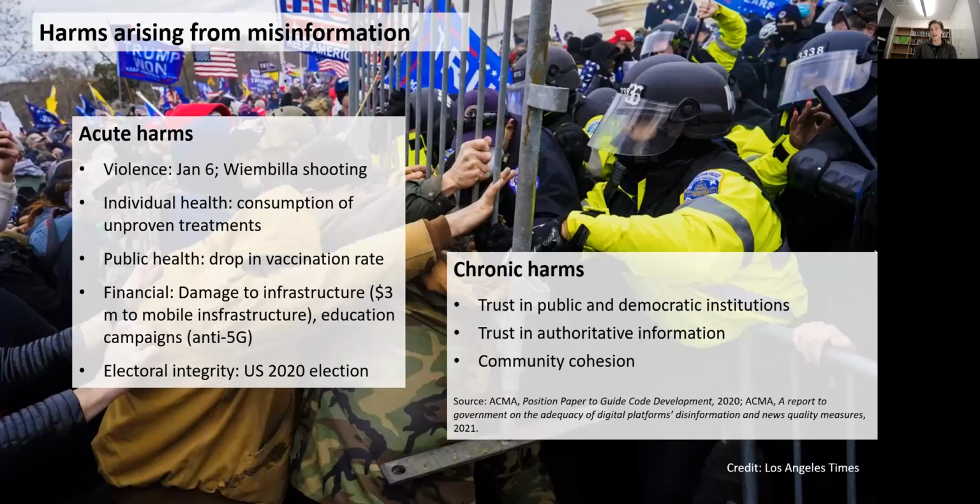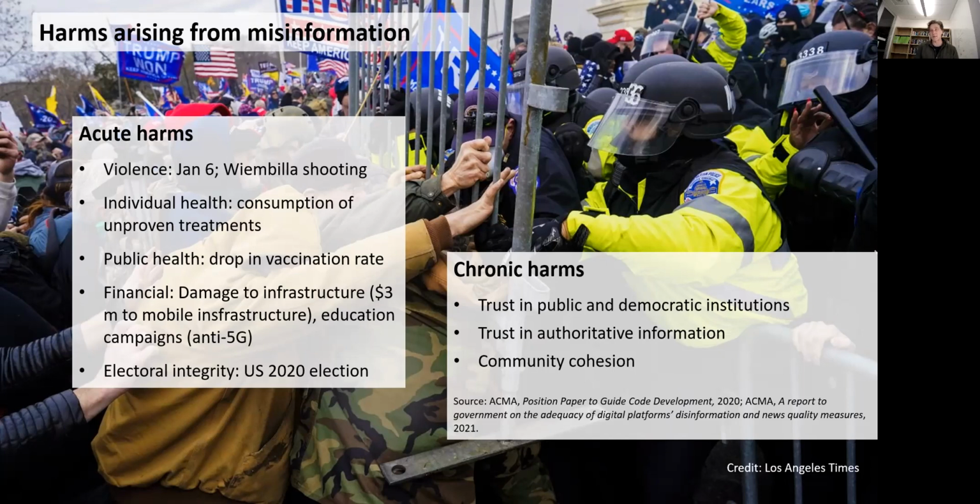Here we can look at, okay, what are some of the harms arising from misinformation? The sources we've got for these harms are from the Australian Communication and Media Authority, two reports on misinformation. The first one led to the development of a code, which we'll look at in a moment, and the second one, a report to government in 2021, after the COVID pandemic had been going on for about 18 months. I should say I've supplemented that with some other information.